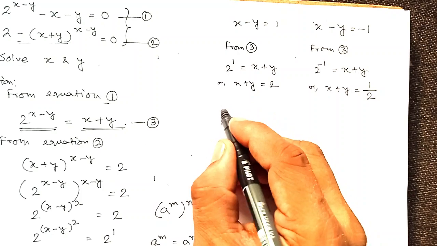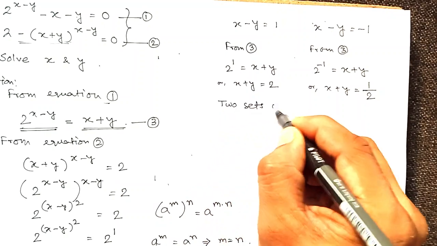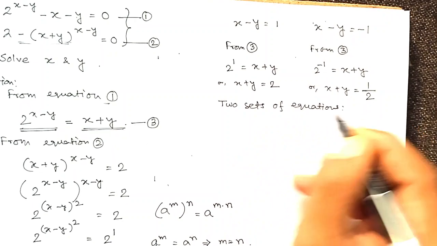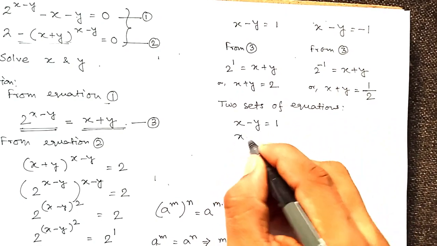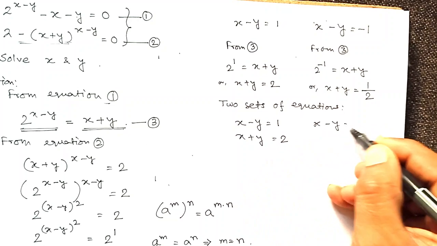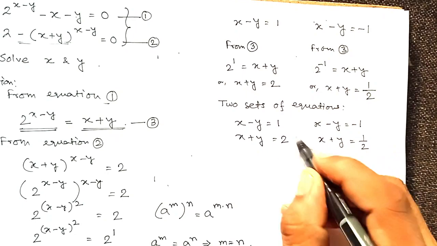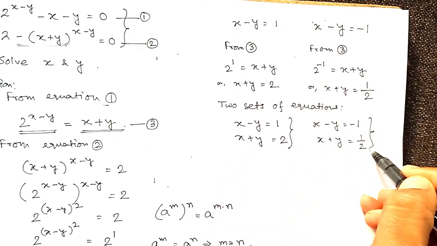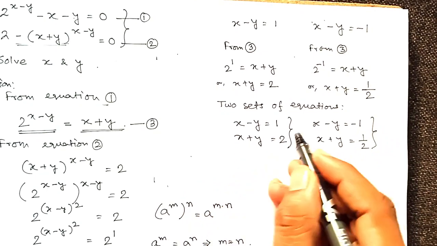So now we have two sets of equations. One is x minus y is equal to 1 and x plus y is equal to 2, and another one is x minus y is equal to minus 1 and x plus y is equal to half. With these two sets of equations, it is very easy to find out the value of x and y.